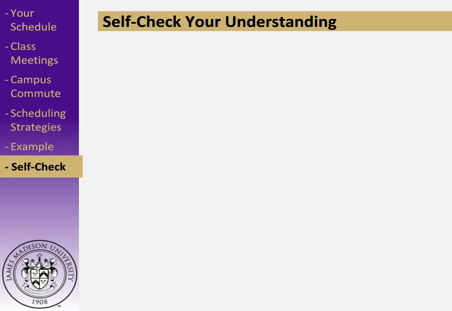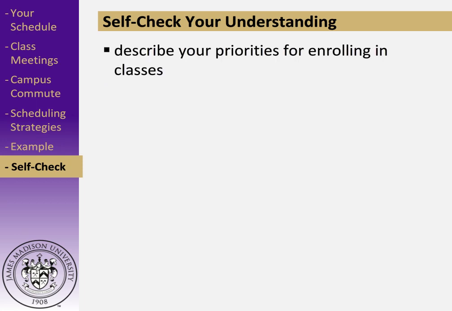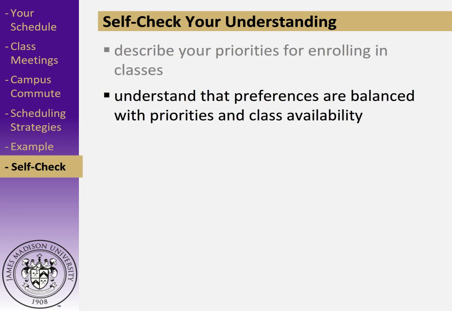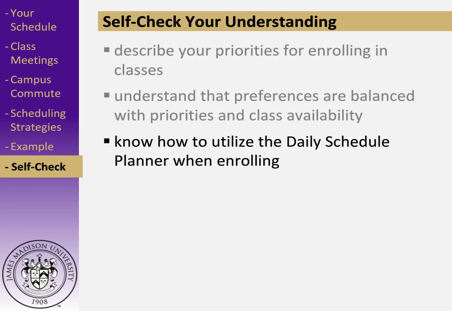At this point, you should be able to describe your priorities for enrolling in classes. Understand that your preferences are balanced with your priorities and class availability, and know how to utilize the daily schedule planner when enrolling. If you do not feel comfortable with any of these objectives, please take time to re-watch this section.